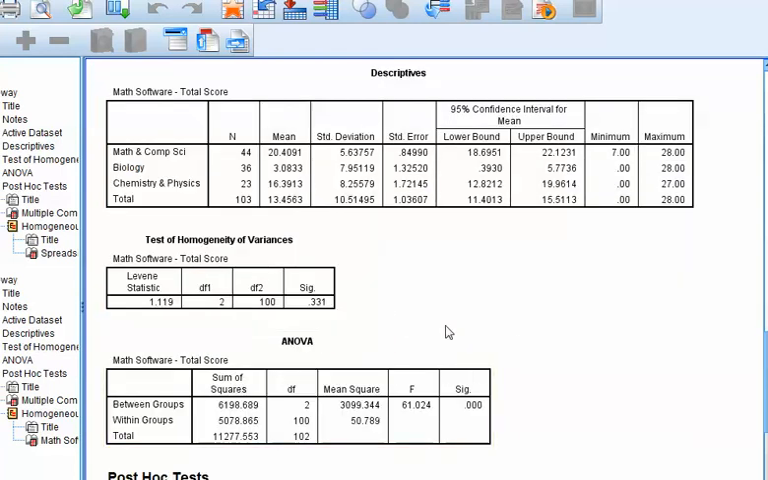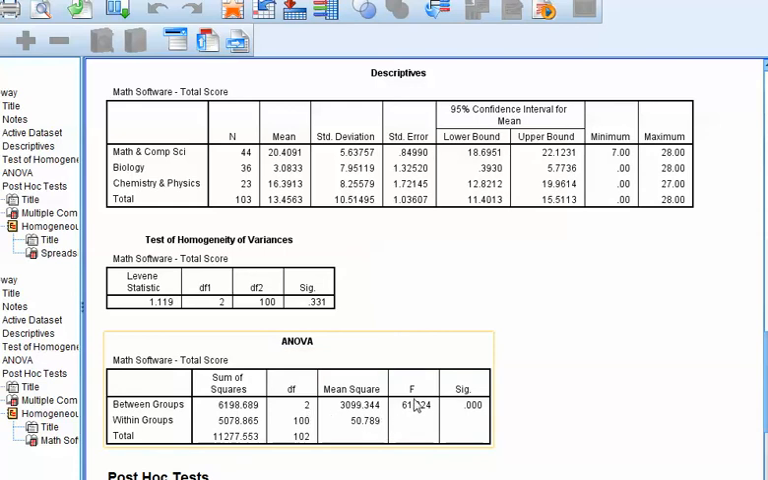And next, we're going to look at the actual ANOVA. What we're concerned with here is the between groups label. It's between these groups. And we move along. It's 2 degrees of freedom. Remember, we have 3 groups. Degrees of freedom is the total number of groups minus 1.